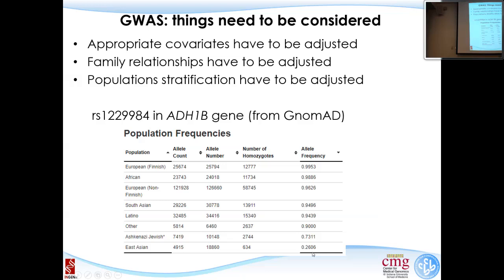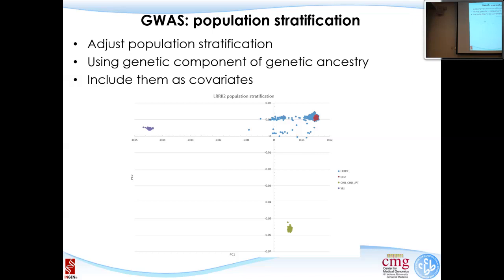So if your sample is mixed, for example, mixed African or mixed European with East Asian, and you don't adjust for population stratification, your result could be totally due to these different allele frequencies from different populations, not from whatever disease you are interested in. So how do we adjust for this? We use what we call the genetic components, which reflect genetic ancestry.